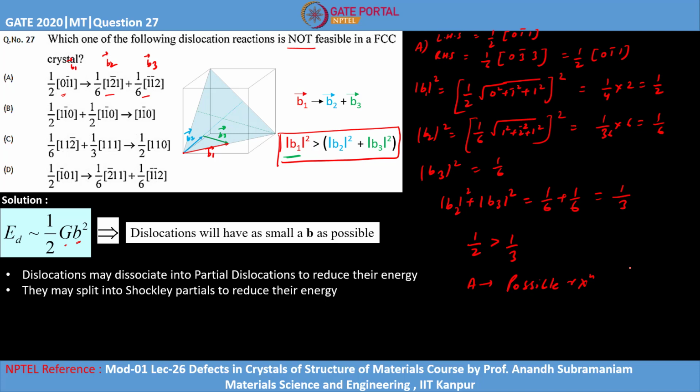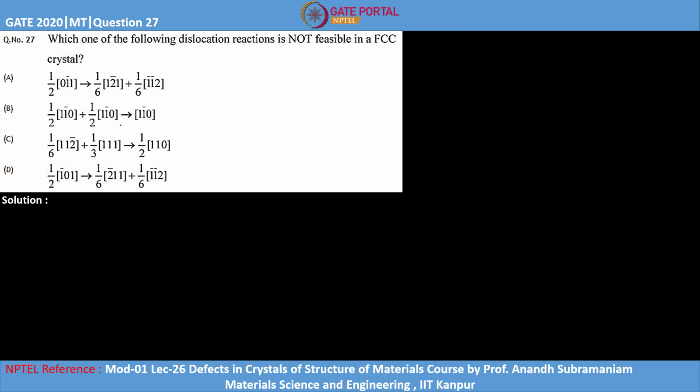Similarly, we will check option B. If you see option B, so let's first have a look at the vectorial sum. So 1 plus 1 equals 2, 1 bar is 2 bar, 0 0 is 0, so upon 2. So it will basically give you 1 bar 0. So this is what we are getting on the right hand side. So vectorial sum is correct for this option.